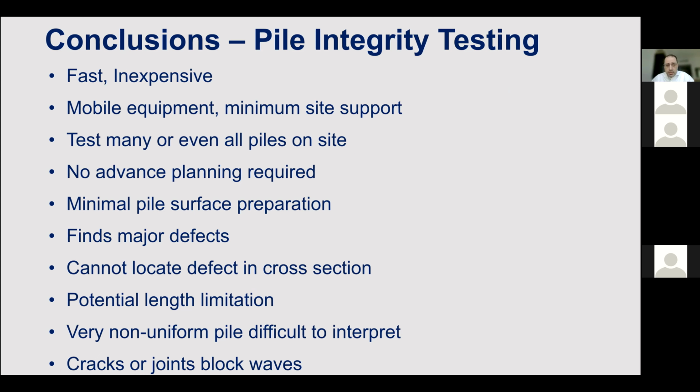It finds the major defects, but cannot locate defects in the cross-section. There can be potential length limitations. If you have a very non-uniform pile, it would be quite difficult to make an interpretation. If you have cracks or joints, they will usually block the waves.